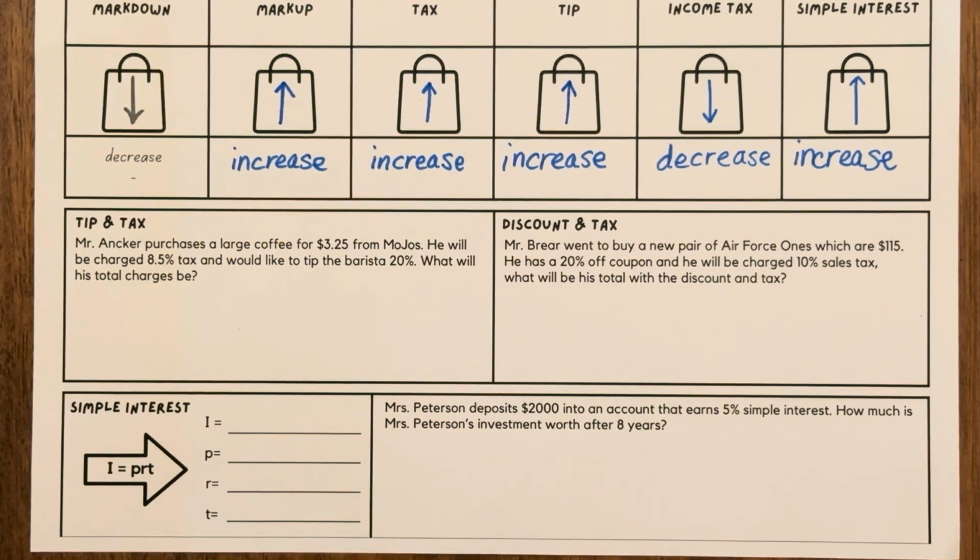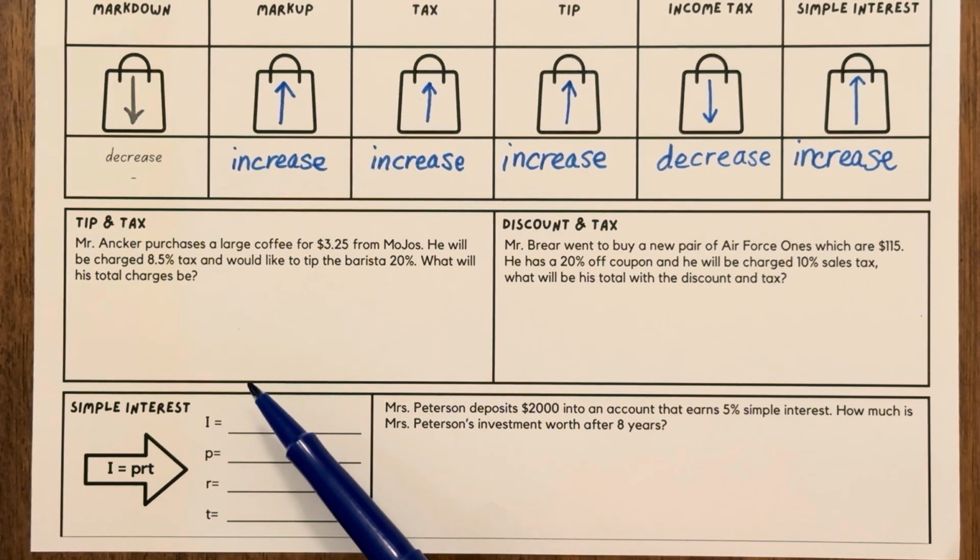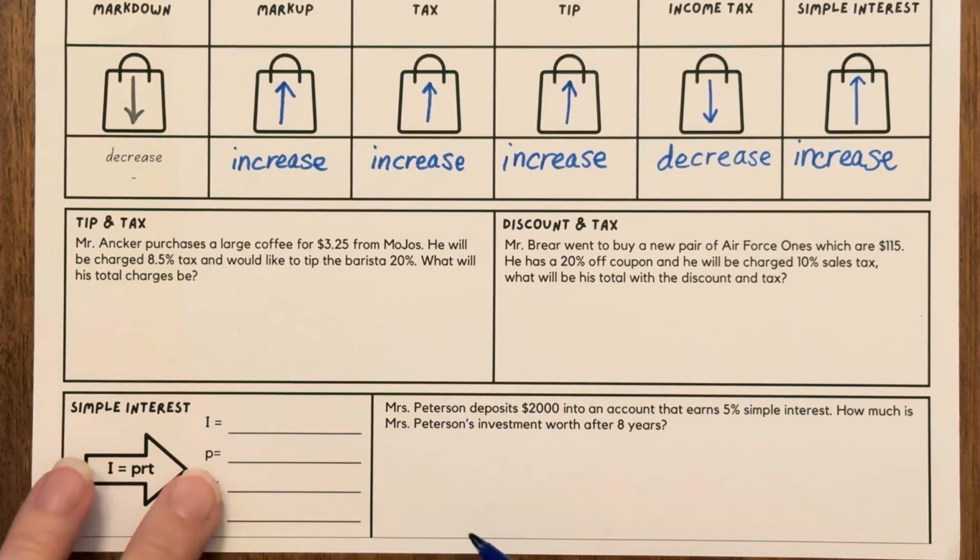First one here. Mr. Anchor purchases a large coffee for $3.25 at Mojo's. He will be charged 8.5% tax and would like to leave a tip for the barista that is 20% tip. What will his total charge be?